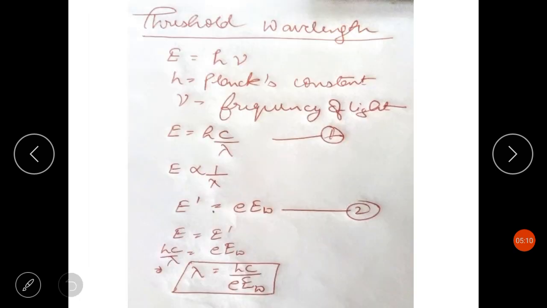Now, the next term is threshold wavelength. So, what is threshold wavelength? Let me discuss. First, the quantum theory of light states that light exists in the form of photons, and the energy of each photon is given by E is equal to h nu, where h is Planck's constant and nu is the frequency of light. In some places I've used f, in some places nu. Both mean the same thing, the frequency of light.